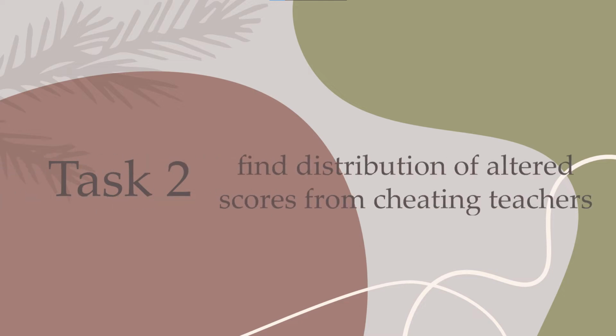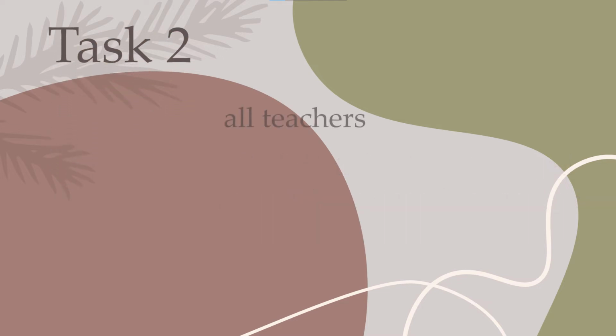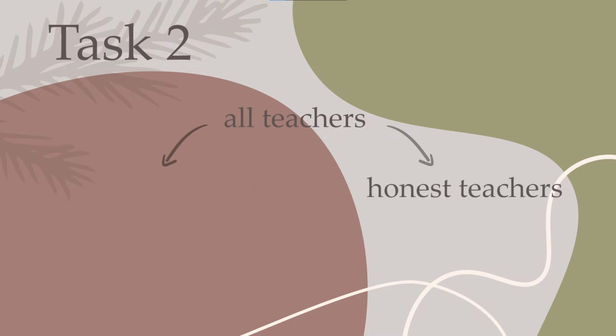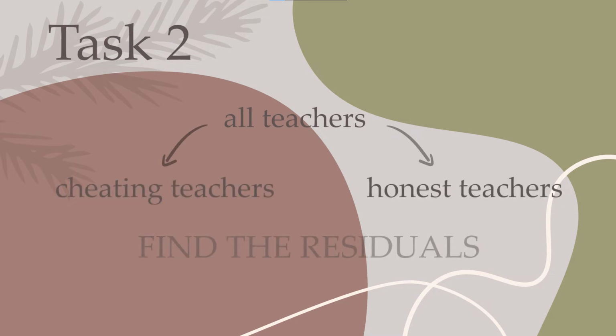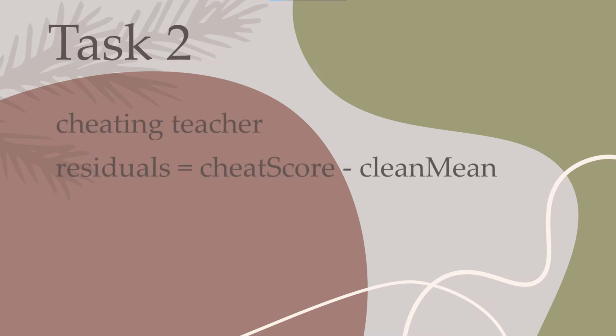Our approach to Task 2 was to find the distribution of the altered scores from the cheating teachers. We first separated the data into the honest teachers and the cheating teachers, and found the residuals for each set. We obtained the cheating residuals by subtracting the students' scores for the year they had a cheating teacher with the mean of their other scores with no cheating teacher. These residuals would represent the distribution of both the altered and unaltered scores of students from cheating teachers.